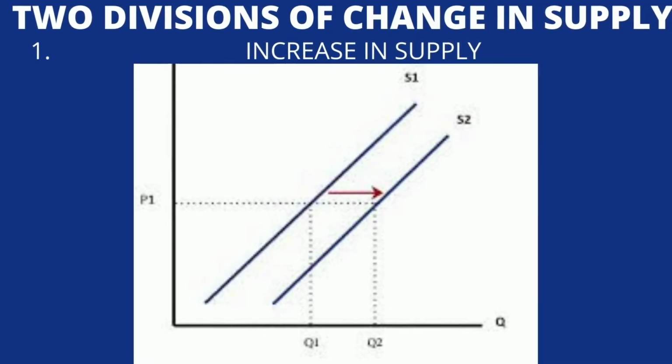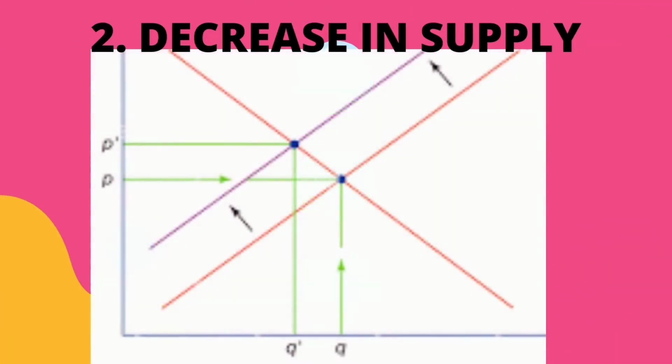1. Increase in supply. When there is an increase in supply, the supply curve will shift to the right, indicating that at the old price, more of the commodity will be supplied. An increase in supply is brought about by a favorable change in the factors affecting supply other than the price of the commodity. This is shown in the diagram. The supply curve shifted from S1 to S2, and at the old price the quantity of the commodity supplied increased from Q1 to Q2 units.